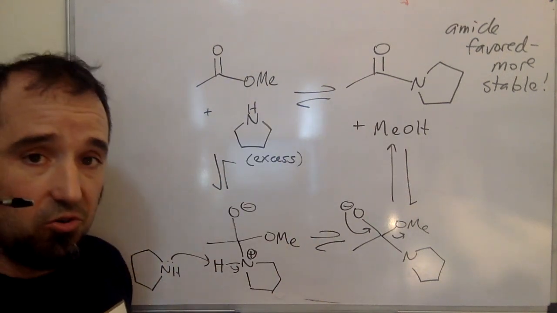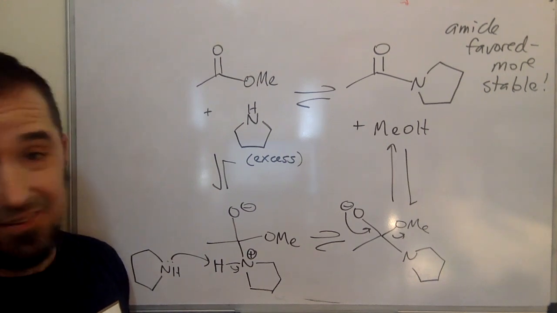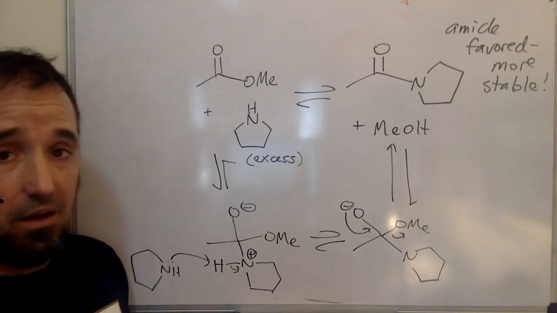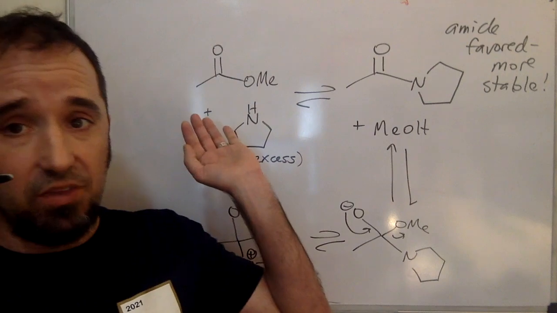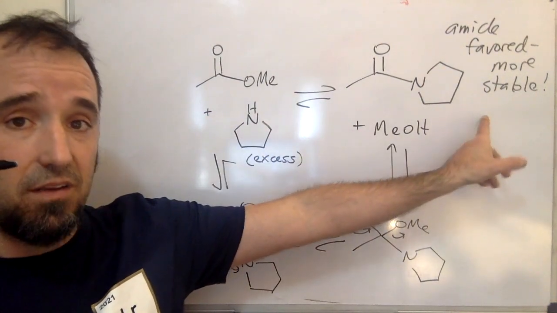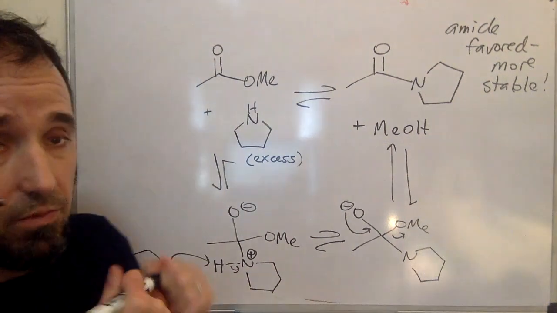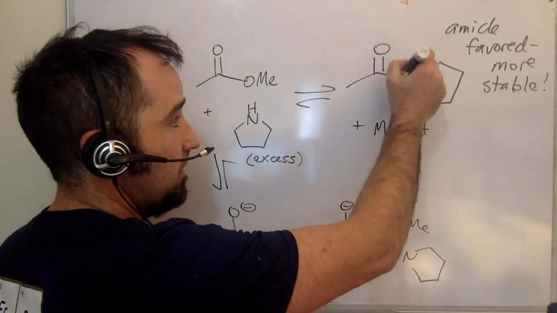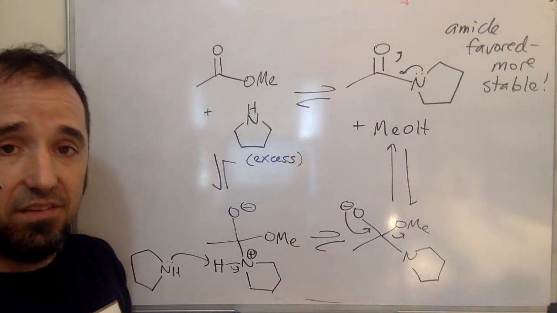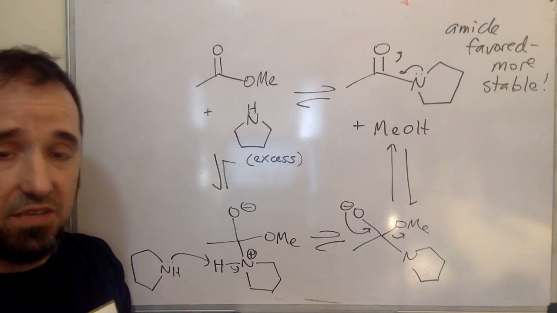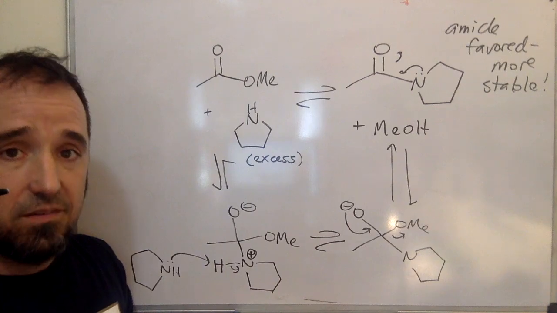Again, I can do this under neutral conditions. If I add catalytic acid or catalytic base, it would probably improve it in both ways. But it works fine under neutral conditions. And the equilibrium is going to favor the amide just because amides are much more stable than esters. Remember, this lone pair on nitrogen can kind of feed into that pi system. So amides are chemically more stable, lower potential energy. And so this equilibrium is going to favor amides.